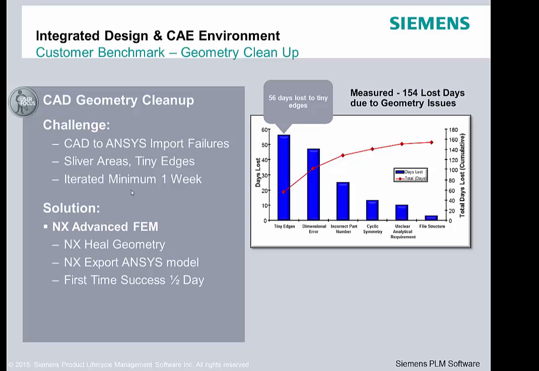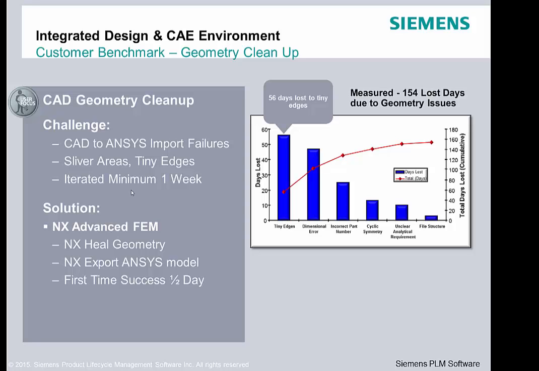Another issue that we didn't spend a lot of time on in this particular model but does happen automatically is geometry cleanup. It's also a big part of doing an analysis, and the development team has spent a lot of time in NX making it easier to clean up very detailed CAD models so that they're easier to mesh, so that your mesh doesn't fail, doing things like eliminating sliver areas and tiny edges. In this particular example, they were looking at geometry cleanup that took about a week worth of time to do in ANSYS.